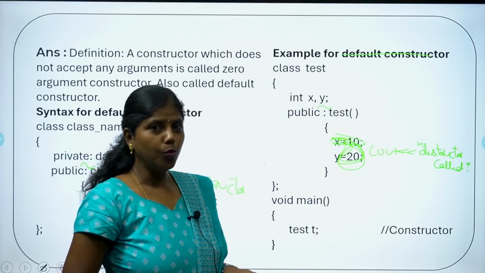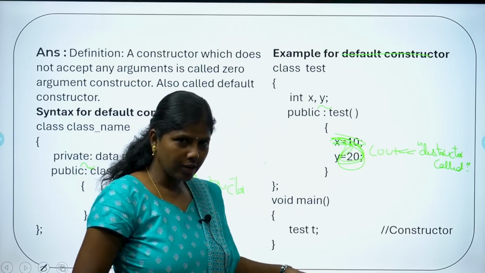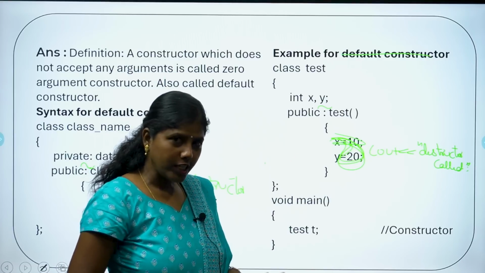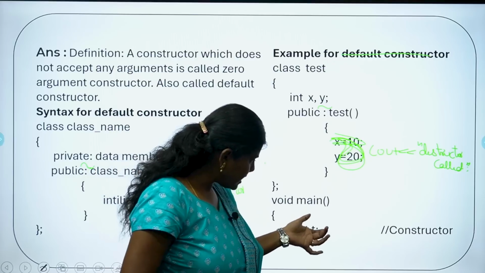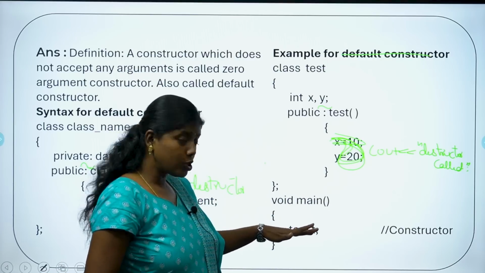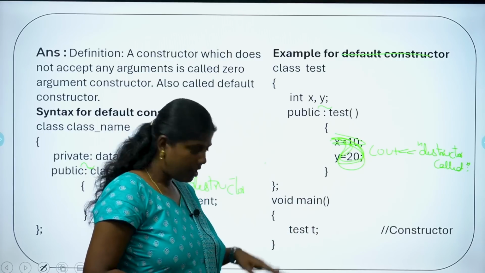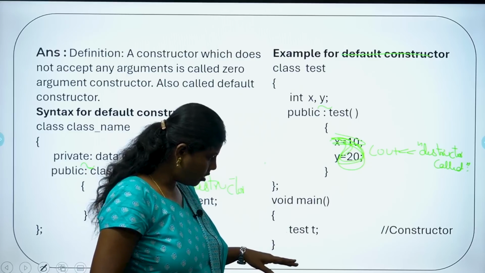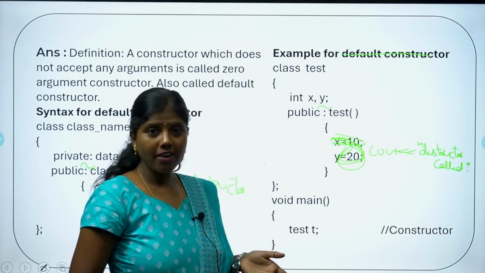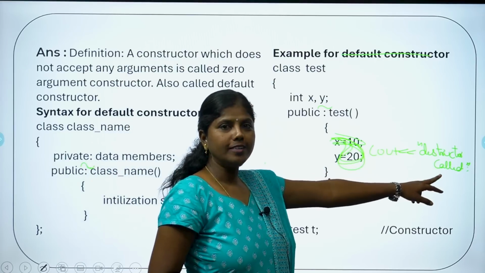Now what do we do? Here we have an object. When an object is there, the constructor gets invoked. Anyway, a constructor is not there. Now, in this test T, what is the scope of this object? The scope is there till the main function is there. When it goes out of the scope, that means the scope is not there, and the destructor is automatically called.